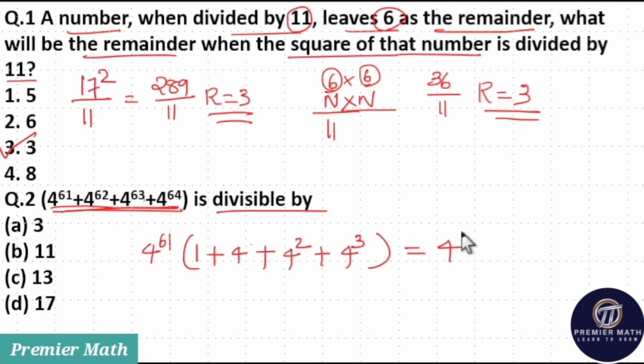Now if you calculate, this is 4 raised to 61 into (4 raised to 3 plus 4 raised to 2 plus 4 plus 1)... that is 64 plus 16 is 80, 80 plus 5 is 85. Now take the factors of 85. 5 goes 1 time in 8, 7 times in 35. So 5 into 17 is 85. Which means the whole term is equal to 4 raised to 61 into 85, which is divisible by both 5 and 17. Here option D is your answer. This term is divisible by 17.